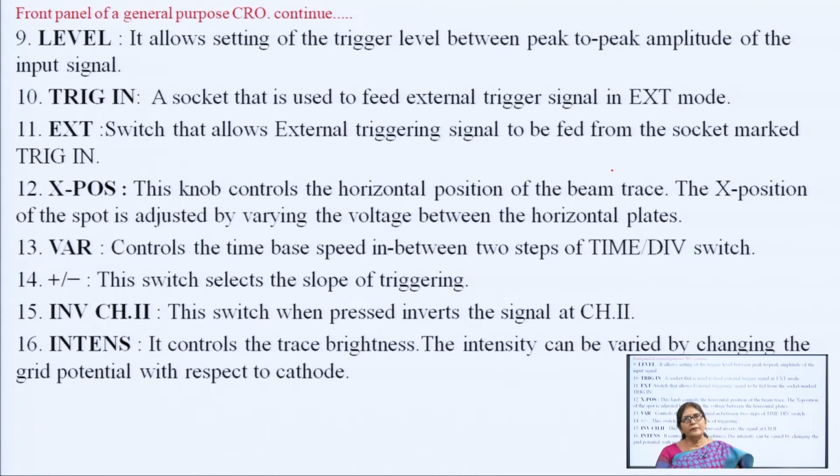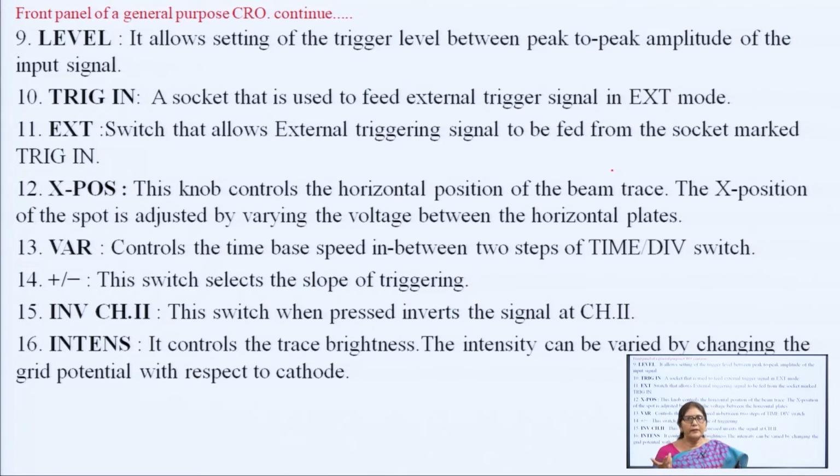Similarly, the trigger in socket is used to feed an external trigger pulse when the CRO is in external mode, then the trigger pulse is applied to the external position. Similarly, the X position knob basically controls the position of the waveform in the X direction, in the X axis.